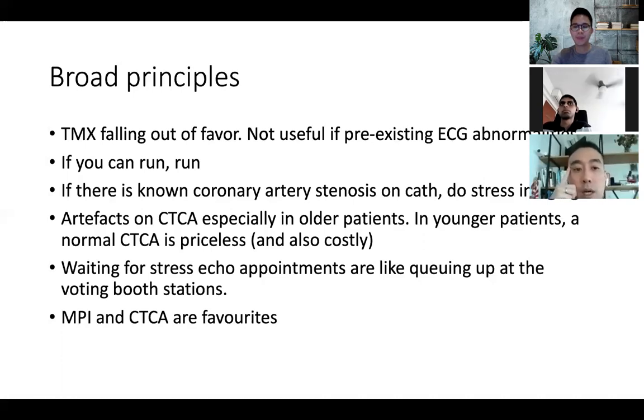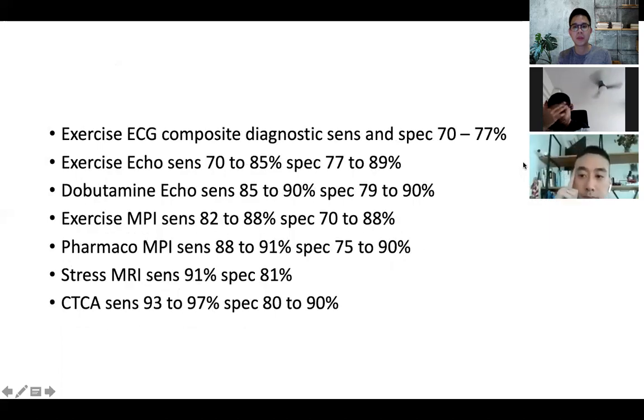Yeah. So I think the overall summary is for most of us, nuclear and CTCA will be the best modalities to go for. Depending on your preference and, like I said, age and various other factors, it might push you towards one or the other. Okay.